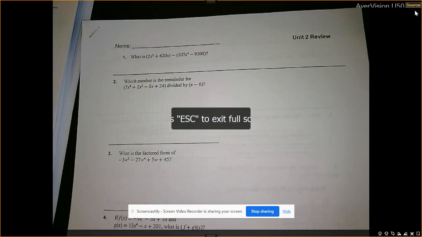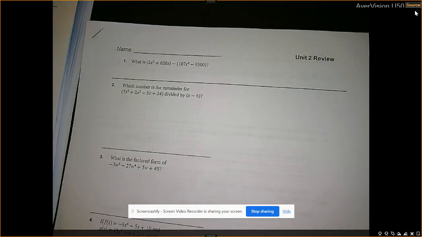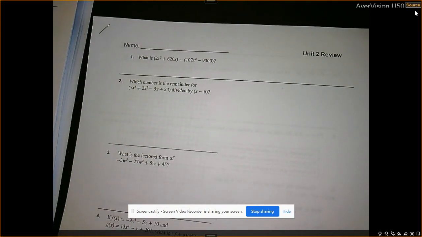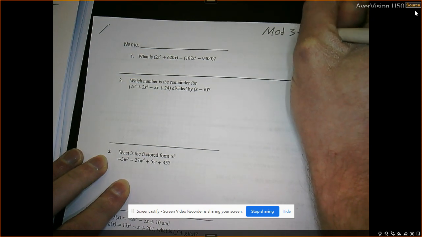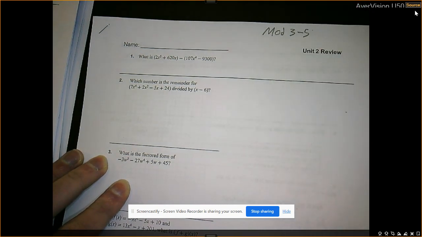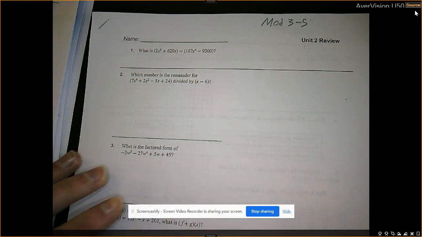This is Mr. Shack, and this is your Unit 2 review video. Not to be confused with Module 2. This is Unit 2, so it has Module 3, 4, and 5. So 3 through 5 is what's in Unit 2 there.